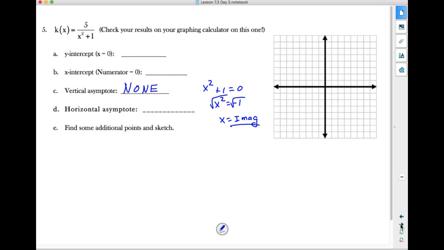It's possible. Horizontal asymptote, I can see the degree of the numerator is 0. The degree of the denominator is 2. That means the numerator is smaller than the denominator, so I have to have a horizontal asymptote at y equals 0, which I will plot.